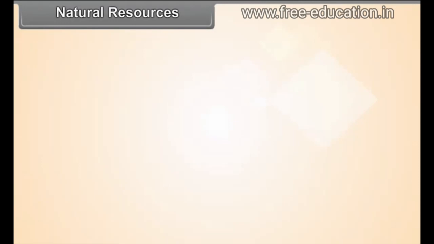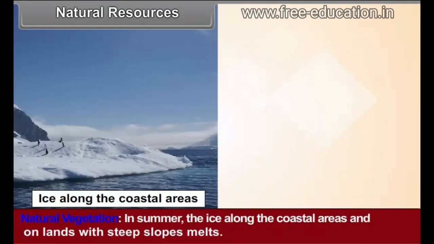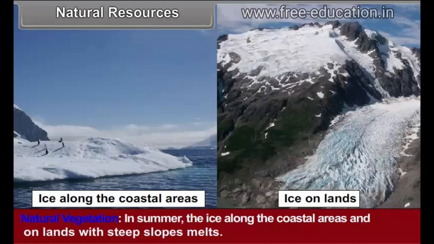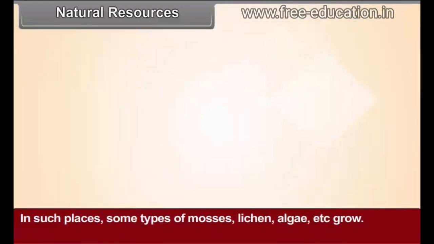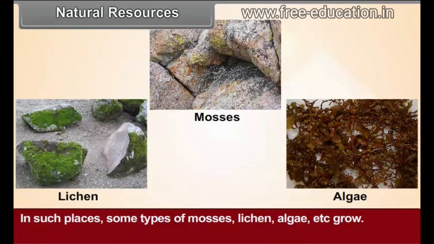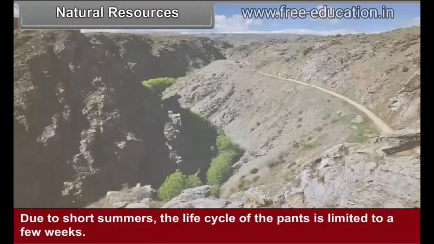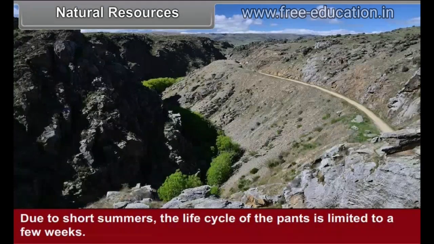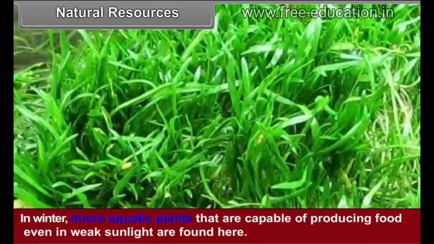Natural resources. Natural vegetation. In summer, the ice along the coastal areas and on lands with steep slope melts. In such places, some types of mosses, lichen, algae, etc. grow. Due to short summers, the life cycle of the plants is limited to a few weeks. In winter, microaquatic plants that are capable of producing food even in weak sunlight are found here.